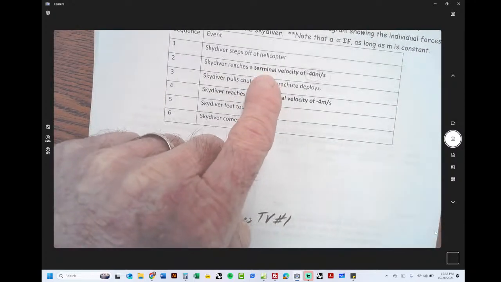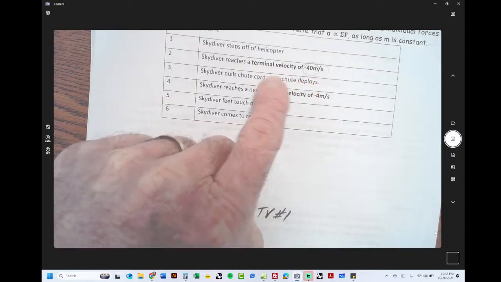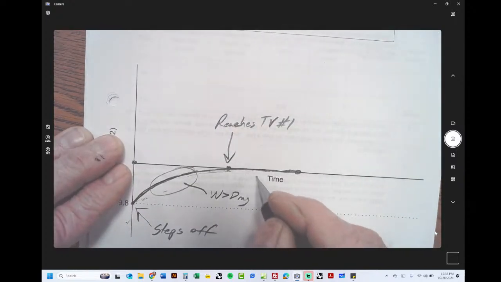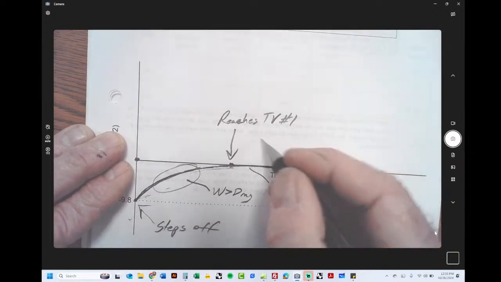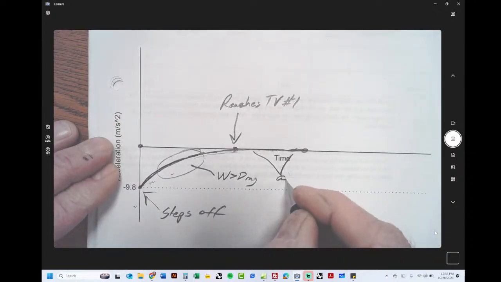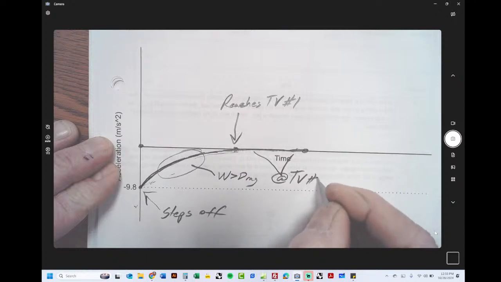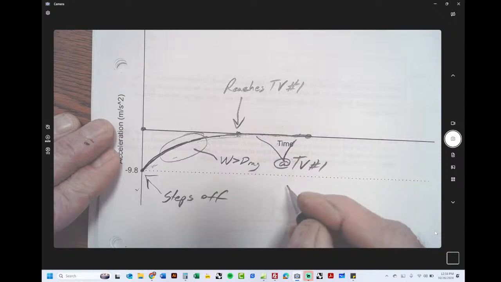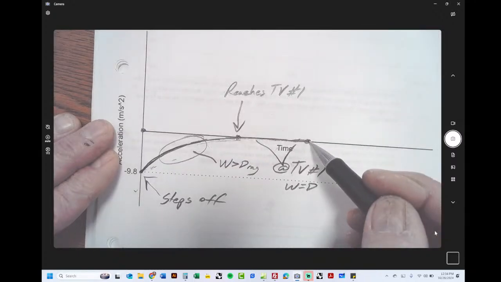So they reach terminal velocity and then they fall at negative 40 meters per second for a while until they pull the chute. So let's say they pull the chute right here. During this time, when they're at terminal velocity, how do the weight and drag compare then? The weight equals the drag. All right.